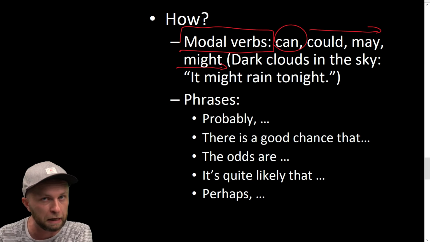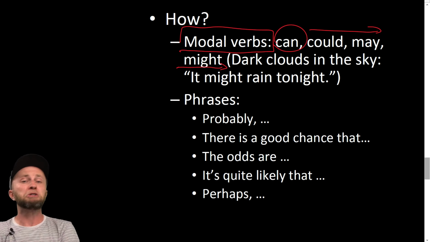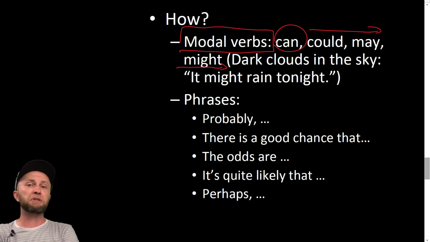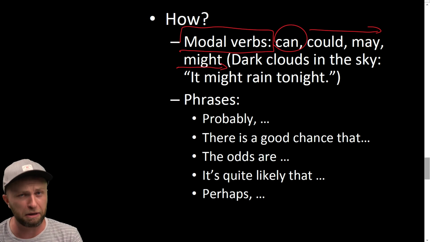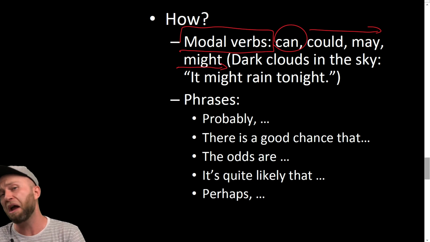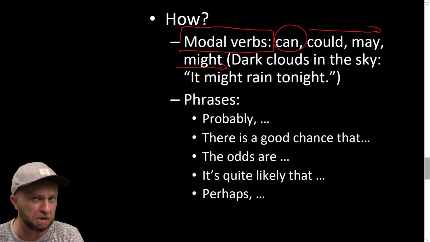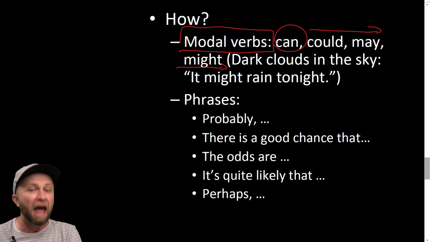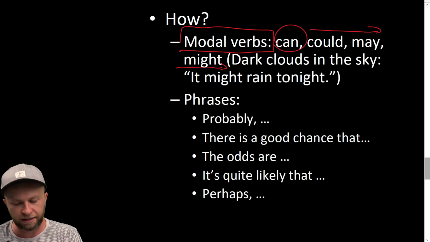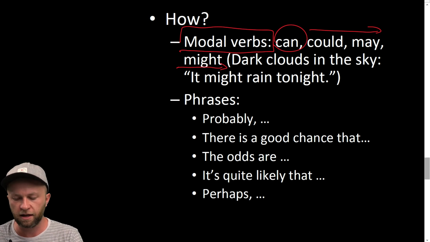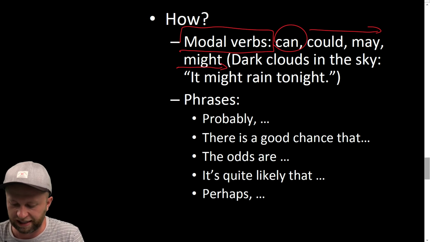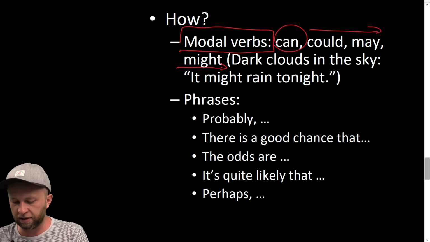Probably it's going to rain. Or there is a good chance that it will rain tomorrow. Or the odds are high that it's going to rain. Or it's quite likely that it will be raining in London tomorrow when we arrive there. Or perhaps it's going to rain. Just other examples with the very same sentence. I'm just over-exaggerating, hoping that you will remember it more easily in that way.